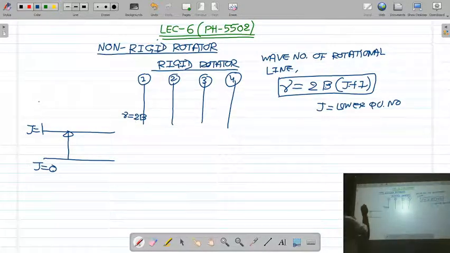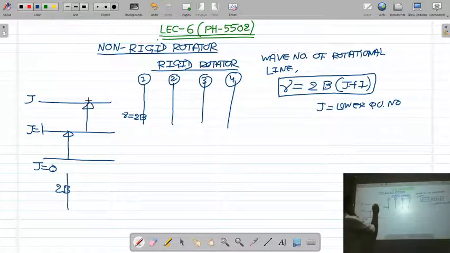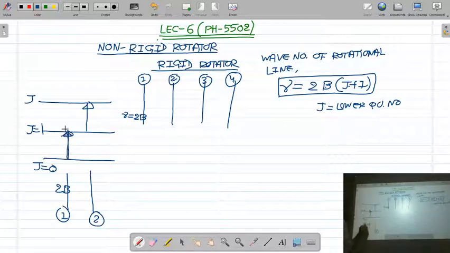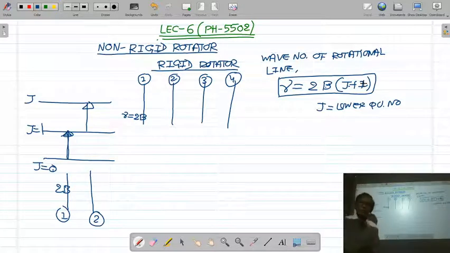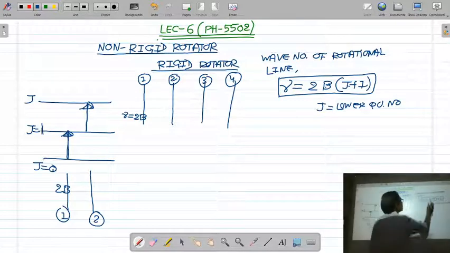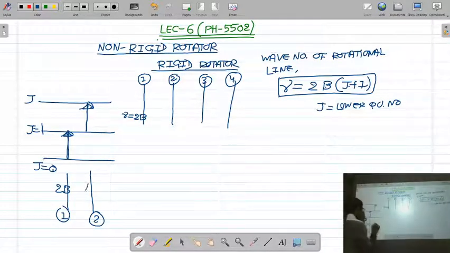Now when the molecule makes a transition from J is equal to 1 to J is equal to 2, you will get the second rotational line. For this transition, the lower quantum number is 1. So the wave number of the second line is 2B (1 plus 1), that is 4B.